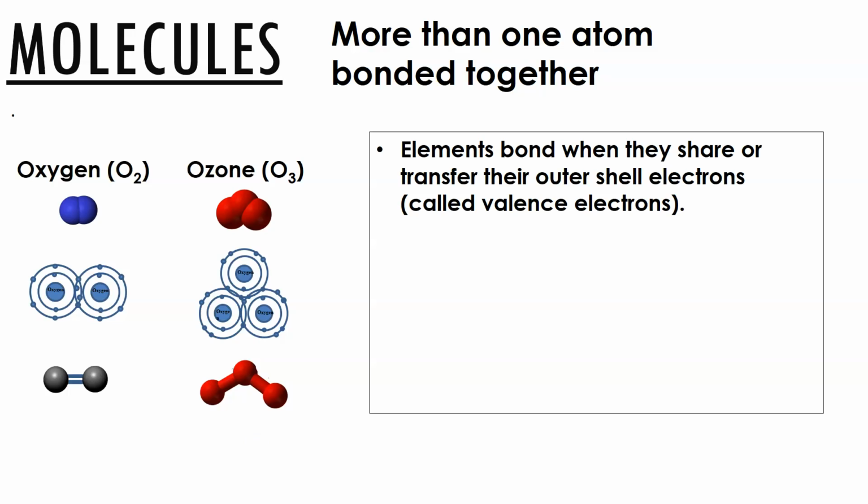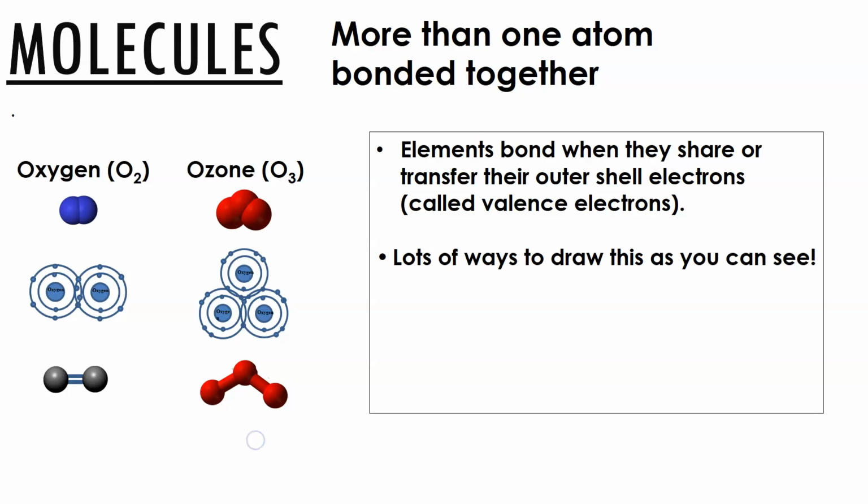Elements bond with each other when they share or they give away or accept electrons into their outer shell. This outer shell of electrons we call valence electrons. The outside ones are very important because those are the ones that make the bonds.